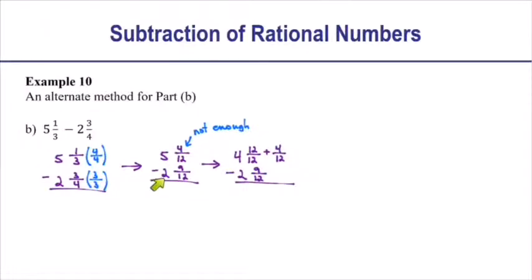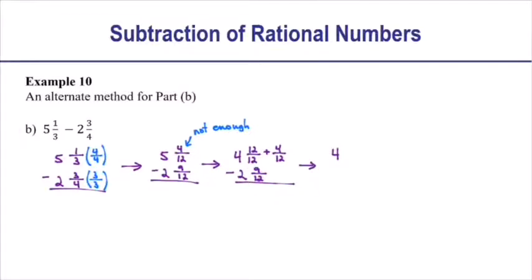And then this, of course, stays the same. So you see what we've done here? This 5 became 4 plus 1, and the 4 plus 1 is 4 12/12, but we've also got these 4/12. Okay, now 12 and 4 is 16.